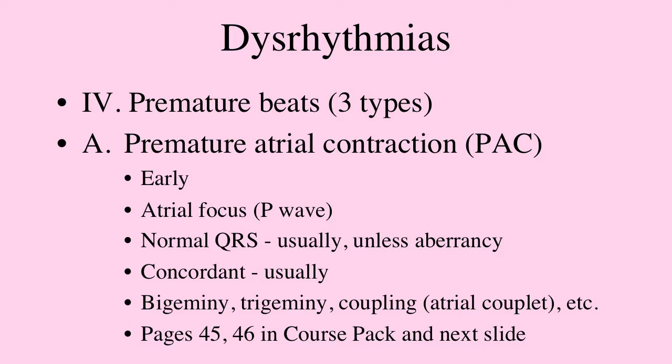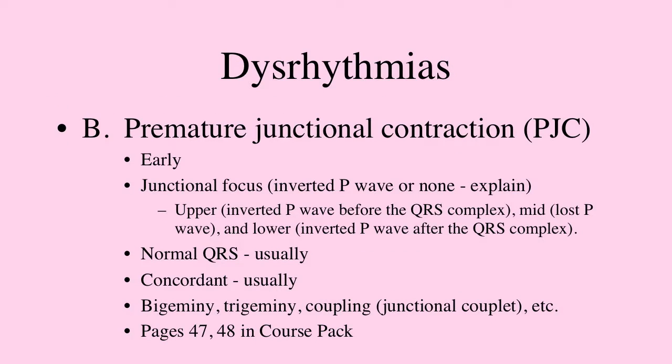If you look at the next slide, then you have the next category of premature beats, and these are premature junctional contractions, or PJCs. So, singular, PJC. And again, these are early, but you have the beat starting at the junctional focus, like near the AV node. And you'll have an inverted P wave or no P wave. And we'll look at some examples of this. There's three different possible junctional foci, or three different types of PJCs.